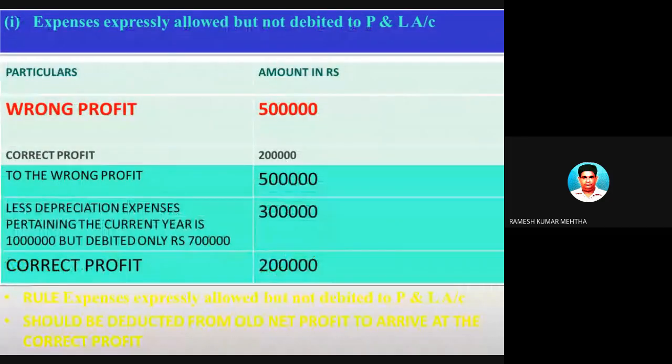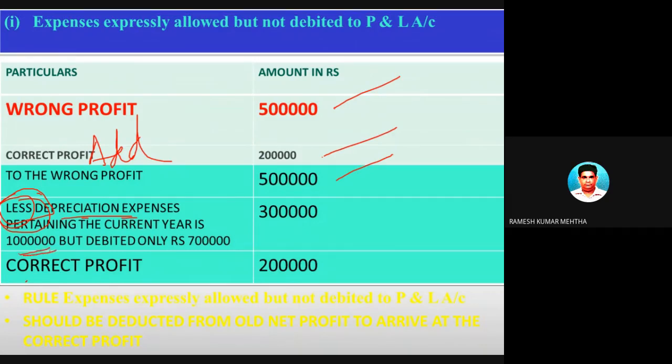So in the next slide, the summary is given. The wrong profit is 5 lakh rupees. The right profit is 2 lakh rupees. To the wrong profit of 5 lakh rupees, now look here. In the previous cases, add was the symbol. Now in this case, we have to deduct it, as we have to show 10 lakhs expenditure, but we have shown only 3 lakhs. So deduct this 3 lakh rupees to arrive at 2 lakh rupees.